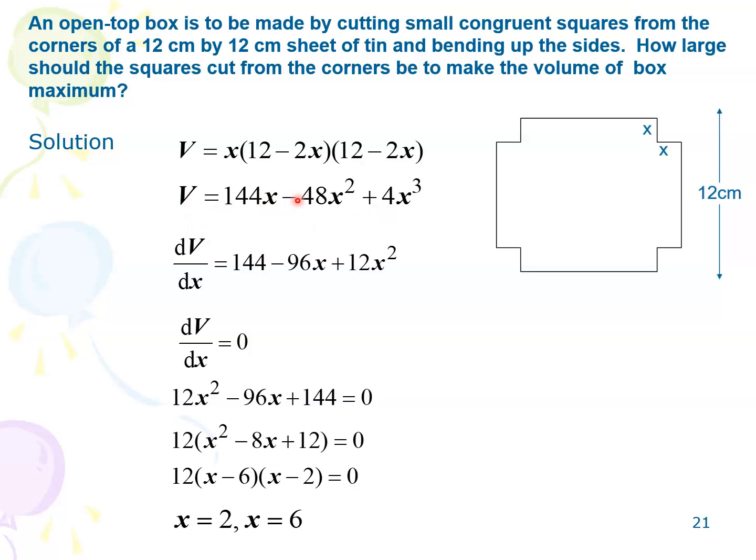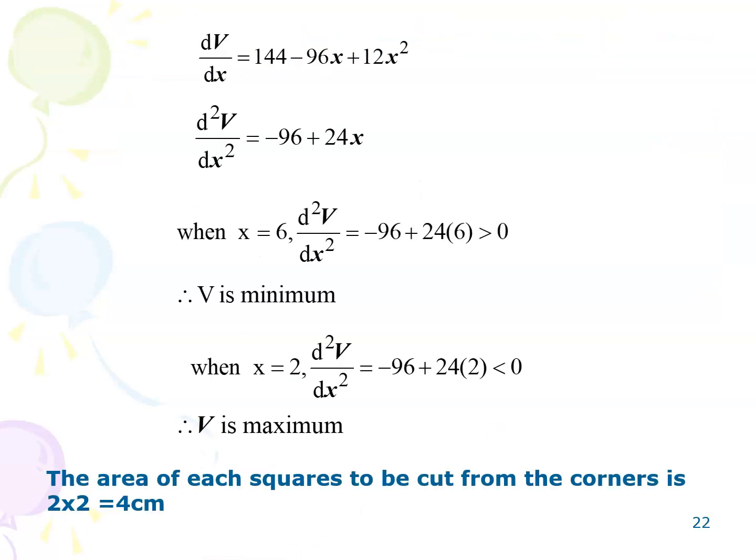So, can you differentiate it? Yes. We will differentiate dV over dx. Differentiate V with respect to x over here. So, you get this part. Again, using the first derivative, equal it with 0. So, this whole thing is going to be equal to 0. Again, you're going to find your x values. So, you have two x values, x equal to 2 and x equal to 6 over here.